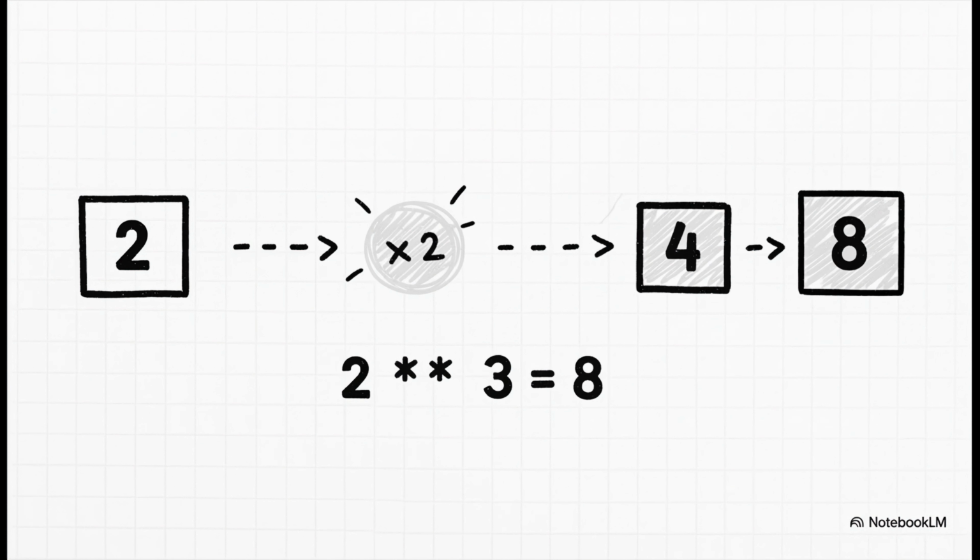The exponentiation operator is even simpler. It's just a handy shortcut for raising a number to a power. So instead of writing out complex math functions, you can just write 2 ** 3. This is just JavaScript's way of saying 2 to the power of 3, which of course gives us 8.